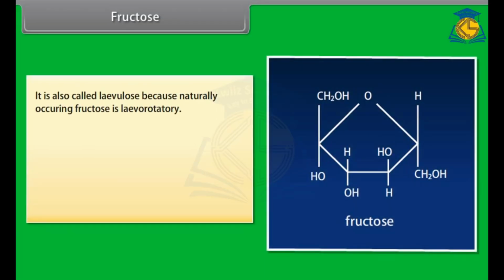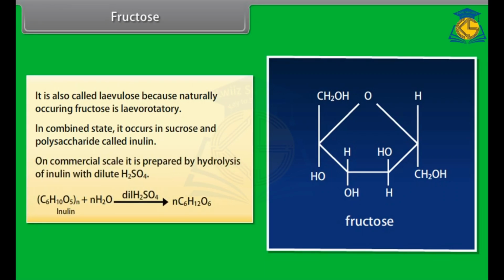It is also called levulose because naturally occurring fructose is levorotatory. In combined state, it occurs in sucrose and a polysaccharide called inulin. On commercial scale, it is prepared by hydrolysis of inulin with dilute H2SO4. Properties of fructose. The important properties of fructose are following.